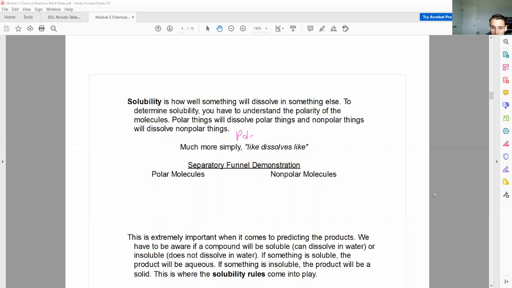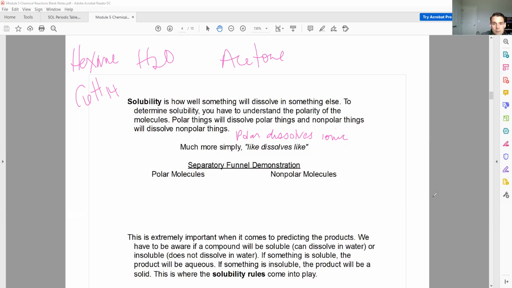Also keep in mind polar dissolves ionic. Like water can dissolve salt. That's also super important. So if I have the following, hexane, water, which is C6H14, water, acetone, and ethanol. The OL, that makes it an alcohol. It's got an OH group. We know alcohols are polar. We know water is polar.